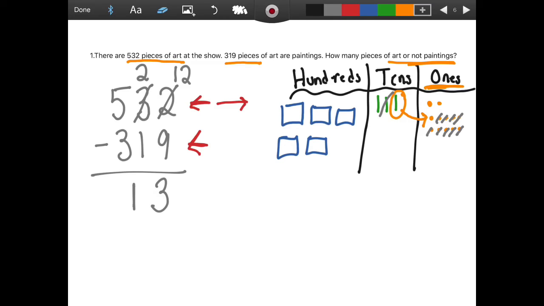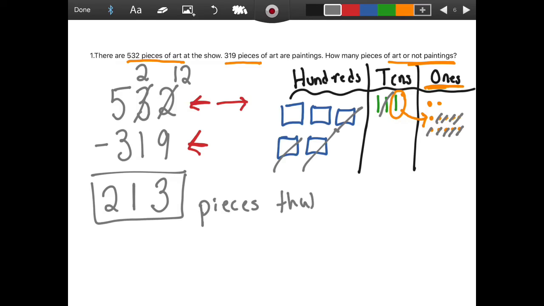And then we had 5 hundreds, and we're going to take away 3, leaving us with 213 pieces that are not paintings.